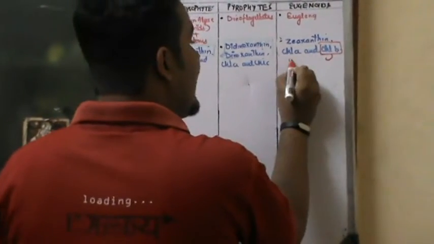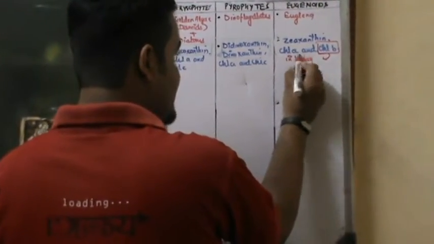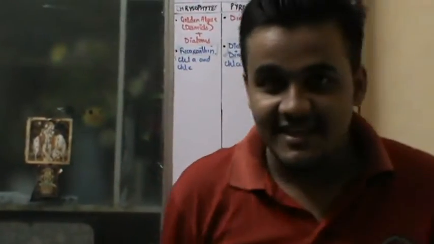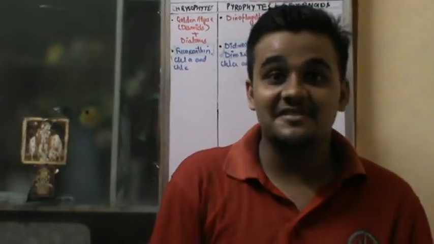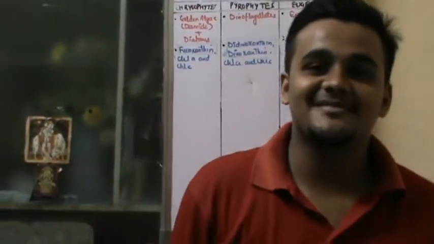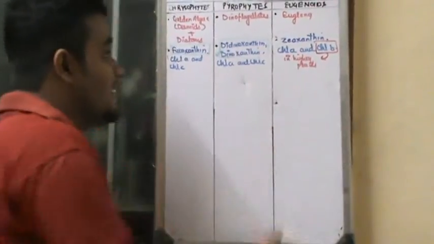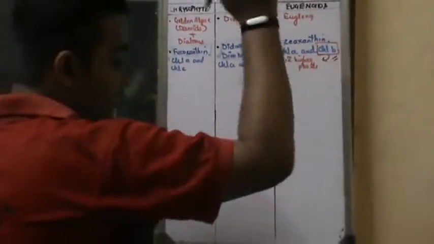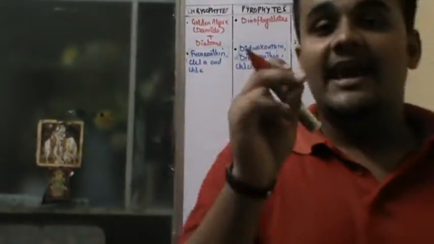What is the B pigment? It is the pigment present in higher plants. The photosynthetic pigments present in higher plants give them the property of photosynthesis. In euglenoids, it is chlorophyll B. Due to this, these organisms, which are animal-like, can even perform photosynthesis because of the presence of this pigment. For NCERT exemplar and NCERT, this point is very important.